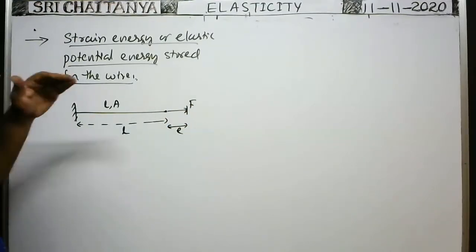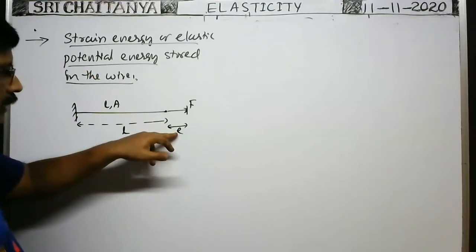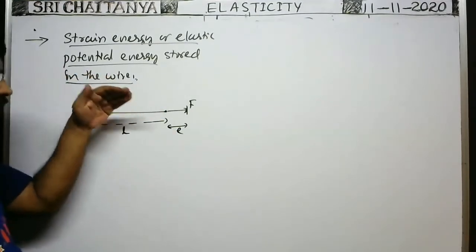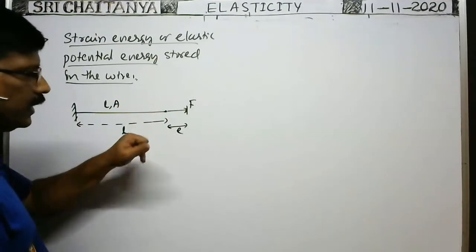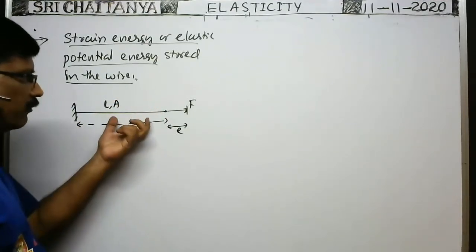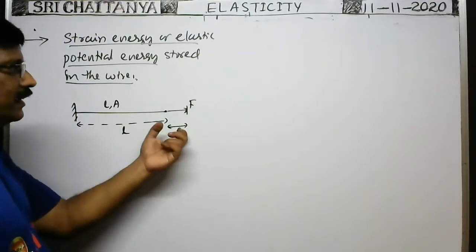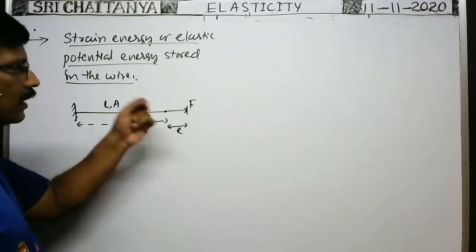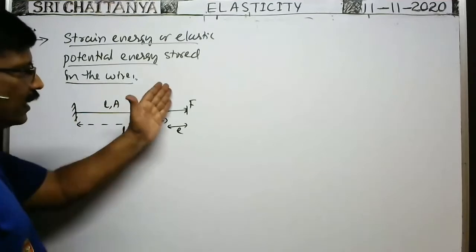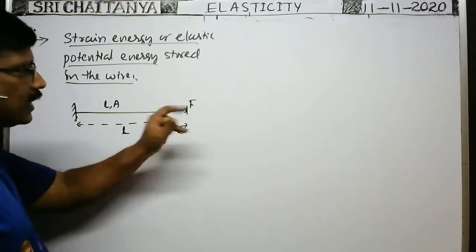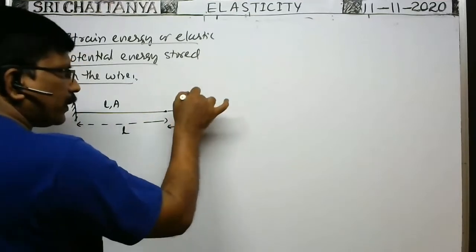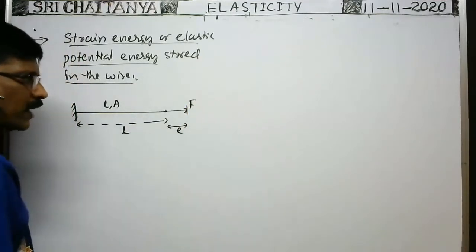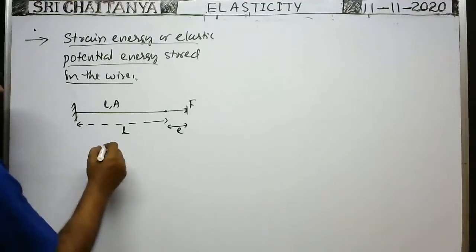What is the work done in stretching the wire by a length equal to e? What is the work done by the supplied force to stretch the wire by this length? This is not a constant force. When the elongation is e, the force applied on the wire is F. But as the elongation increases, the force to be applied on the wire also increases. So what is the relation between F and e?